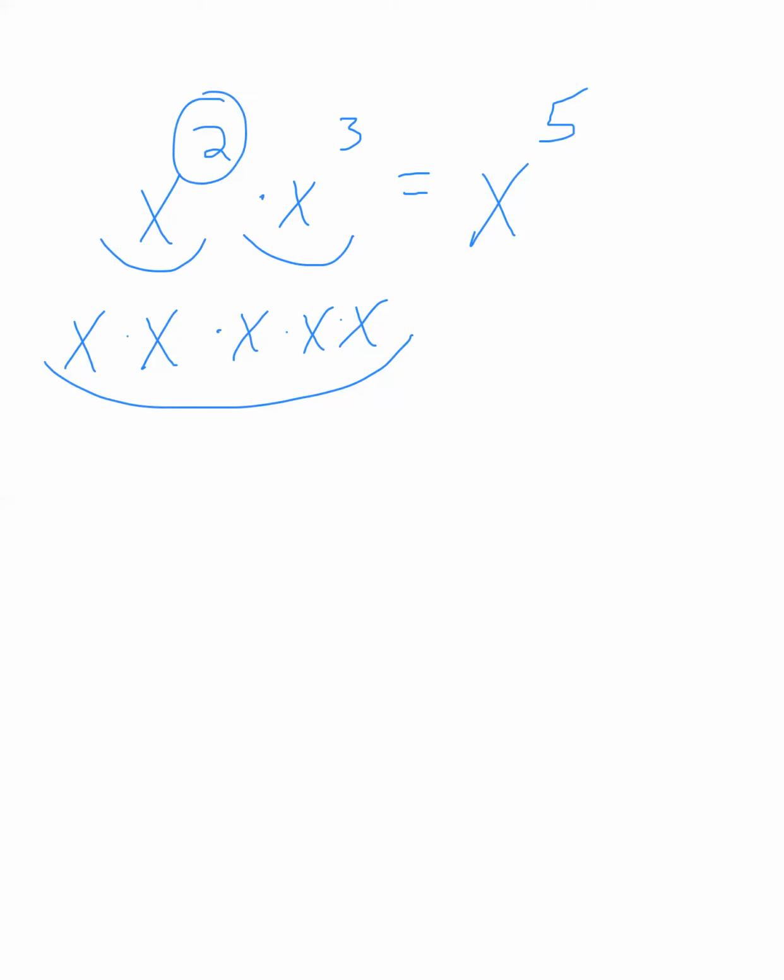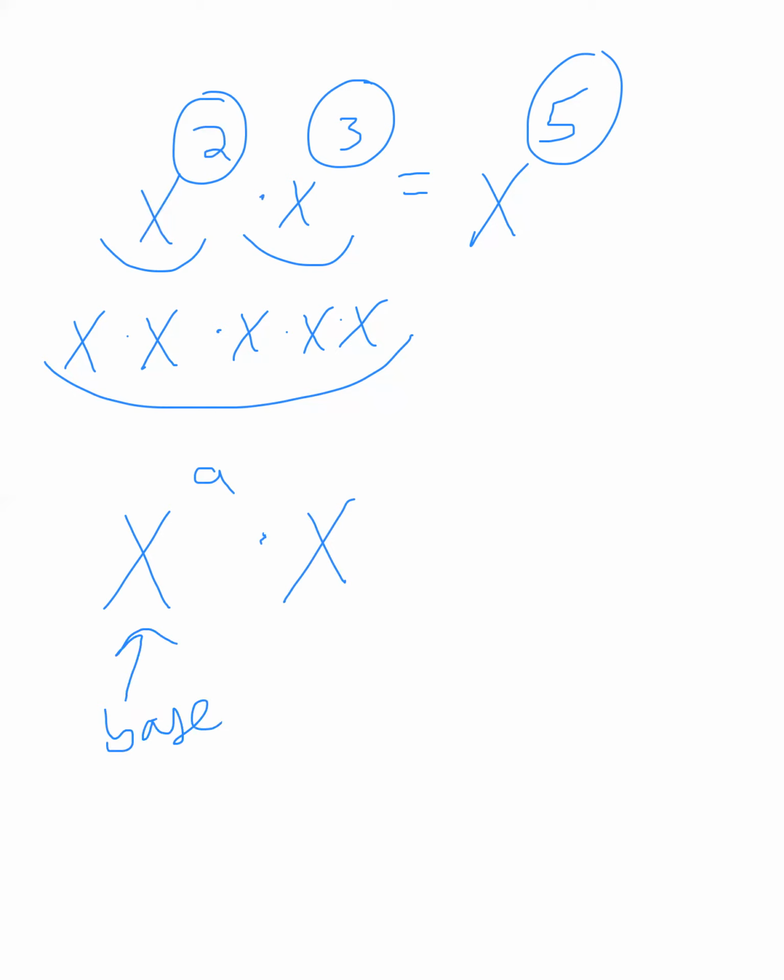What do you do with a 2 and a 3 to get to a 5? Yes, you add them. As long as you're multiplying two numbers with the same base, remember this number down here is called the base. So in my example, it was x. I have my bases, they're both x's, and then I have my exponents, in this case a and b. To multiply those two numbers together, you're just going to add the exponents. Okay, so that's our rule, that's the product rule.